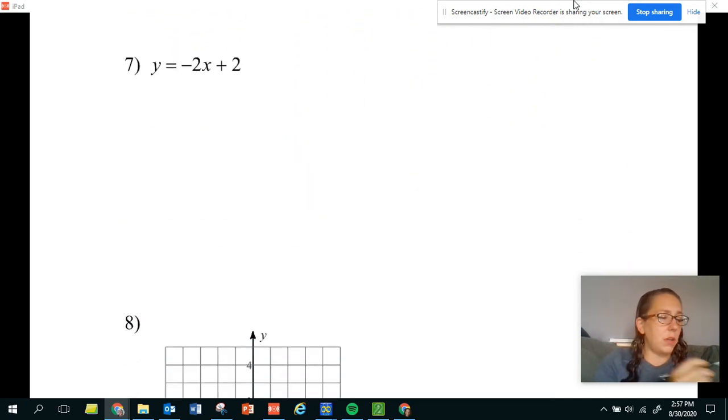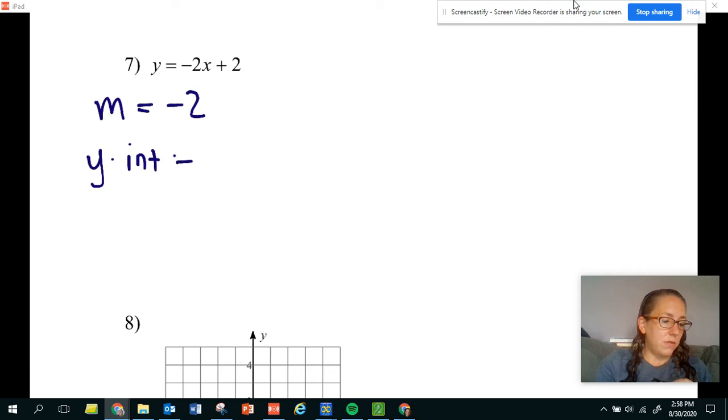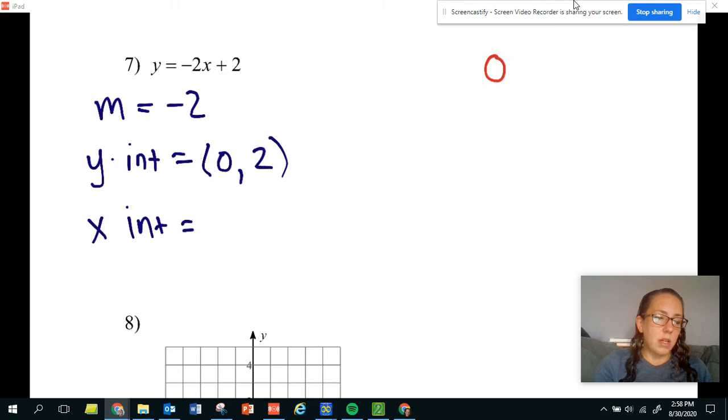Here's another one for you. So I want to find my slope, which is m, and it's the number touching x, so it's -2. I want to find my y-intercept, which is my b, which is the number by itself. And that will be, oops, see, look, I'm not even following my own directions. The point 0, 2. My x-intercept is going to take a little bit more doing. I've got to plug in 0 for y and solve.